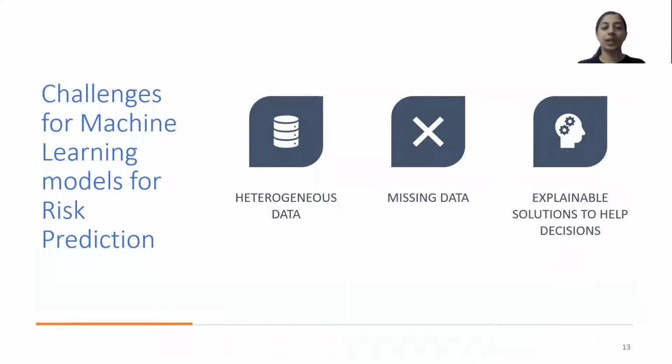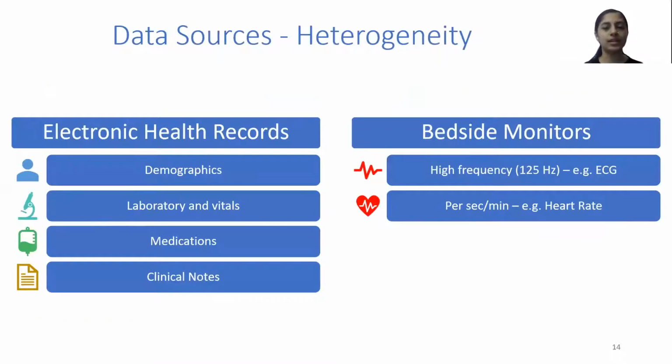However, applying machine learning to these risk prediction tasks is not trivial. We are faced with challenges such as the heterogeneity in clinical data, and the missing data in the clinical setting being informative, such as sicker patients being examined more frequently. And of course, the machine learning models need to provide explanations of their solutions to help the doctors make decisions. Let me elaborate on what the heterogeneity in the clinical data is.